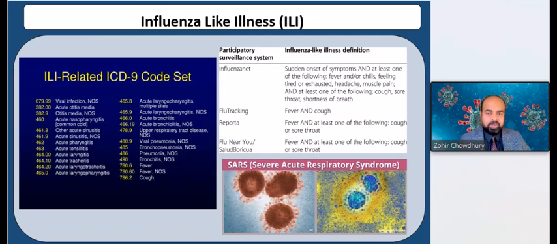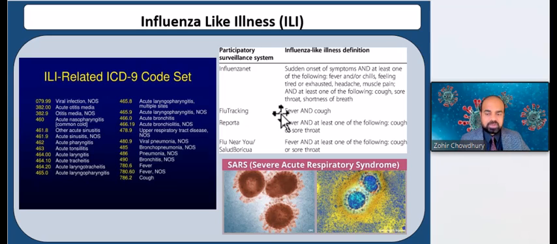The next one that we briefly introduce is influenza-like illness. Influenza-like illness is another very important syndrome that is monitored in syndromic surveillance systems. In this table, you can see InfluenzaNet, Flu Tracking, Reporta, Flu Near You, or Salud Boricua. These are some of the syndromic surveillance systems out there that specifically look at influenza-like illness happening in the community or region where they're monitoring.